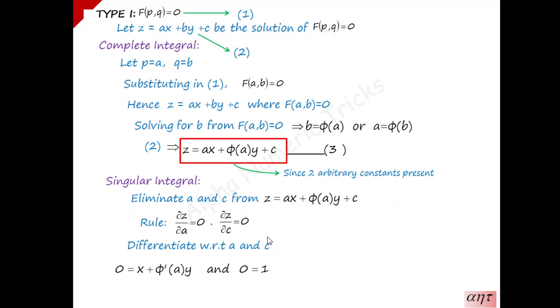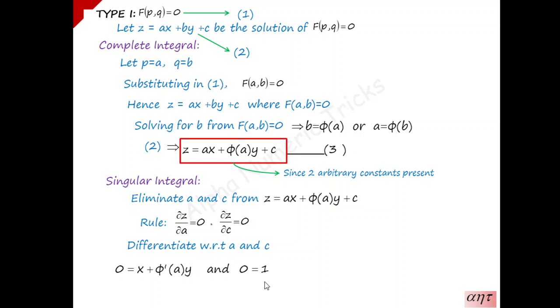Now when you're differentiating this with respect to c, we have ∂z/∂c, that value is taken to 0, equal to the differentiation of ax with respect to c, which becomes 0 because ax is constant, plus the differentiation of φ(a)·y with respect to c, which is 0 because this is also constant, because we are differentiating with respect to c and the remaining terms are taken as constant, plus the differentiation of c with respect to c, which is 1. So 0 is equal to 1, which is an impossible result.